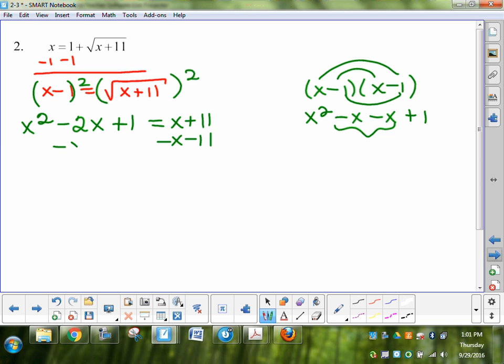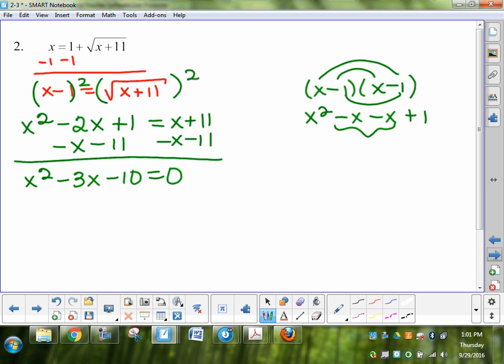So I'm going to subtract an x and subtract an 11. And Erica, what am I now going to be left with when I do that? X squared minus... No. You have negative 2x minus 3x. Good. Minus 5. There we go. So you get to that point.